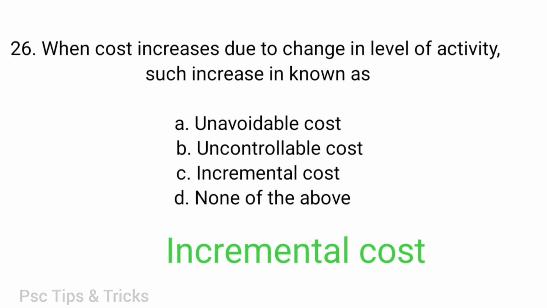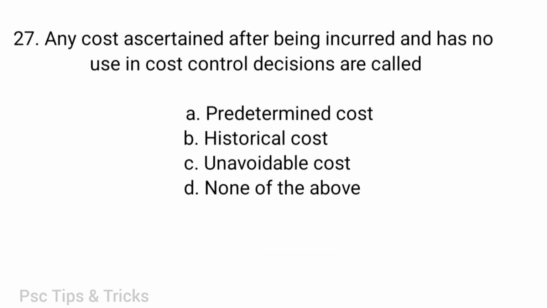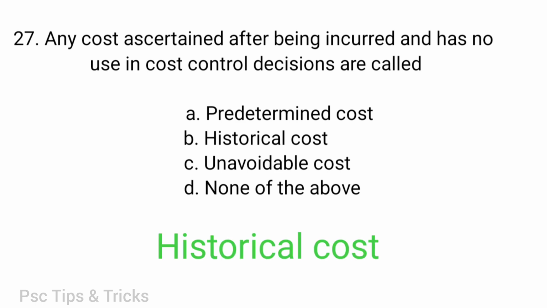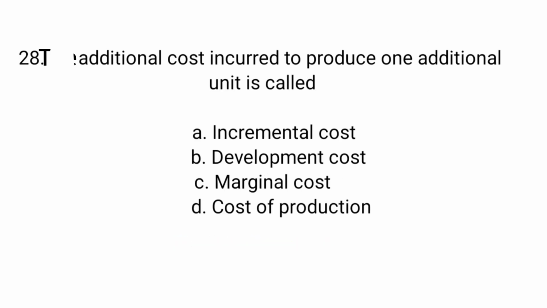Incremental cost. Any cost ascertained after being incurred and has no use in cost control decisions are called predetermined cost, historical cost, unavoidable cost, none of the above. Historical cost. The additional cost incurred to produce one additional unit is called incremental cost, development cost, marginal cost, cost of production.